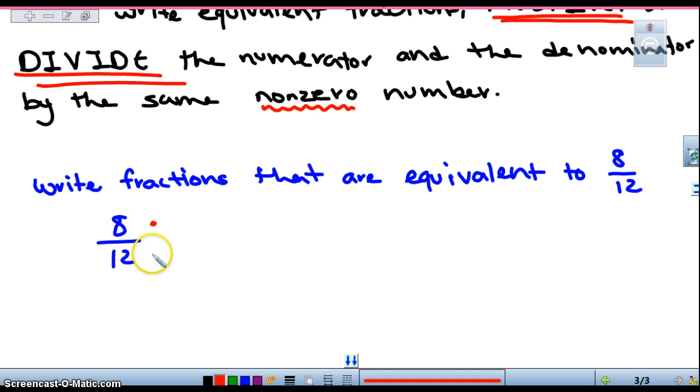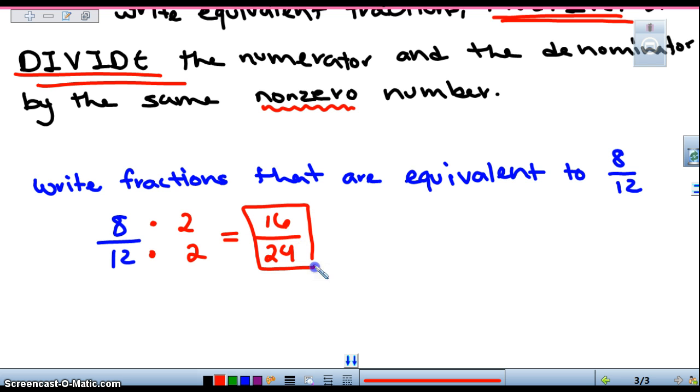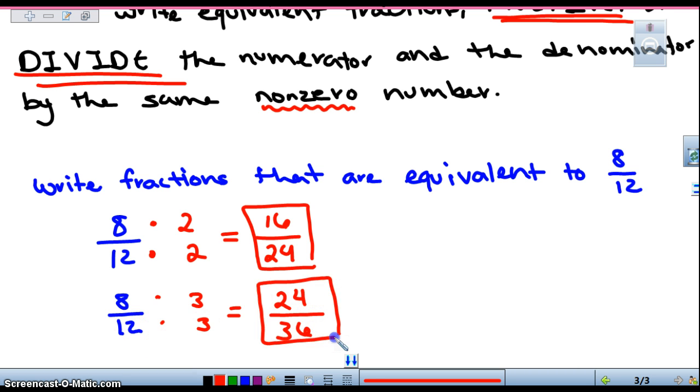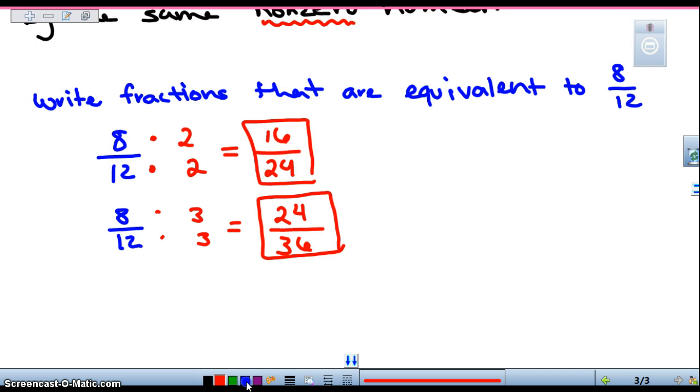We can create an equivalent fraction by multiplying by 2. 8 times 2 is 16. 12 times 2, 24. This fraction would be equivalent to 8/12. Now we take 8/12 again and we multiply times 3. 8 times 3, 24, and 12 times 3, 36. This is also an equivalent fraction.